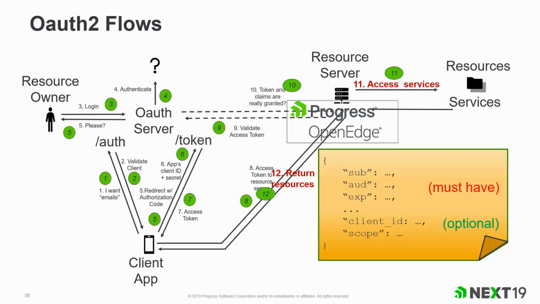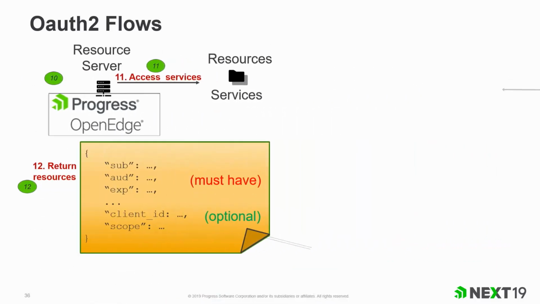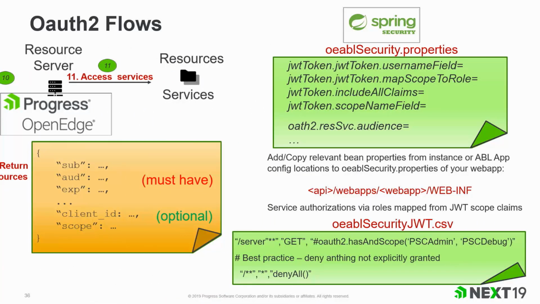Some additional claims can be mapped. The important one in this case is scope. And so what can happen is I can map a particular claim, in this case typically scope, and I can map it to roles inside of my client principal. At that point, if I have those, I can go to the OE/ABL security JWT CSV in my web application, and I can set up role designations for access to particular web services using the roles that came from my token that are now in my client principal and regulating access to those services.